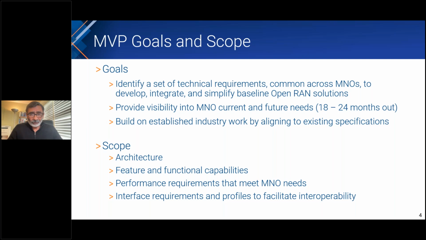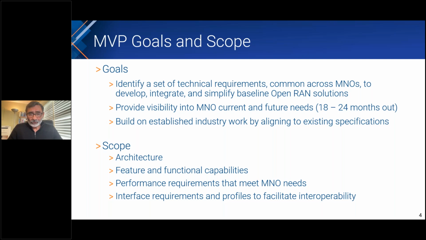So that gives you a little bit of clarity around how this initiative came about and what the key milestones were. I mentioned that ATIS worked with MNOs and NTIA to finalize the goals, the scope, and the schedule for this. I gave you the schedule, so what are the goals and the scope that were identified?